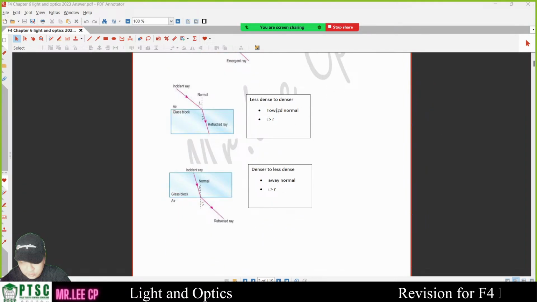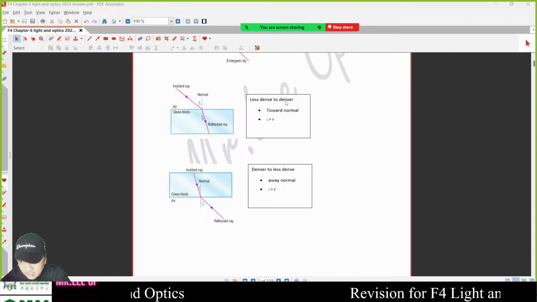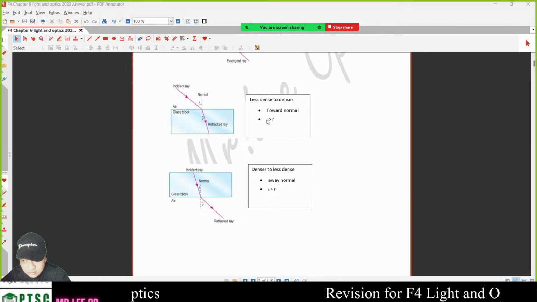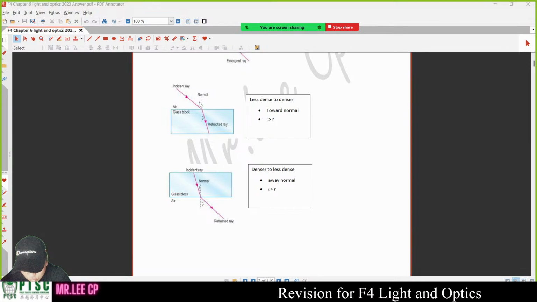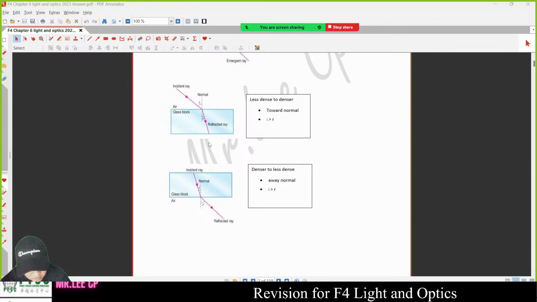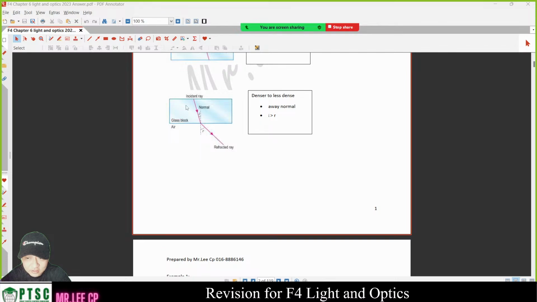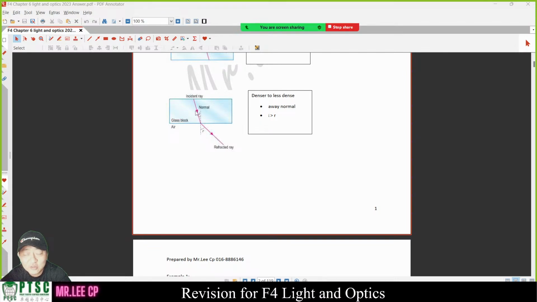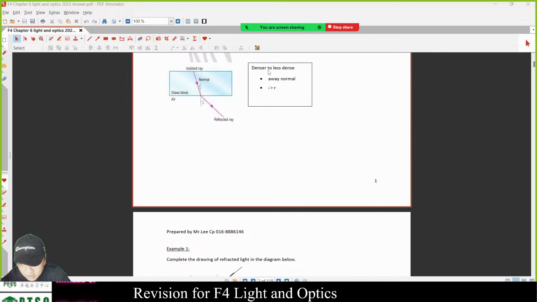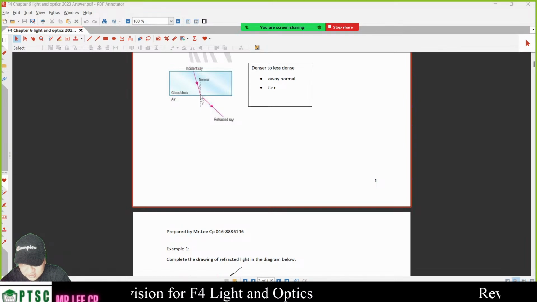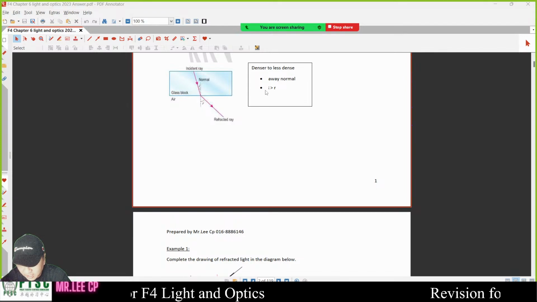Here you don't need to copy anything. This one is already given. So less dense to denser, toward, which is I is more than R. I toward, so toward your incident angle is more than reflected angle. If you ask me what is incident and what is reflected, this revision I'm not going to go into that detail. Okay, away from, denser to less dense, it is away from normal. So the R is more than I.